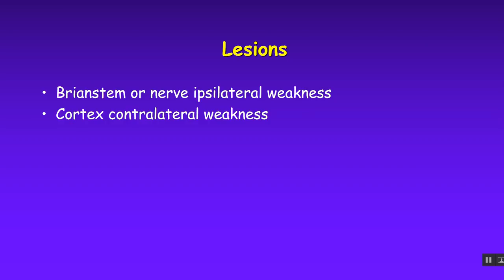If it's a lower motor neuron lesion, the nucleus or the nerve, the tongue is going to deviate to the same side as the lesion. So if the lesion is on the right, in the right hypoglossal nucleus or nerve, the tongue will deviate ipsilaterally to the lesion. If the lesion is up in the cerebral cortex and involves the upper motor neuron that goes from the cerebral cortex down to the nucleus, then the tongue will deviate to the opposite side of the lesion. So it deviates contralateral to an upper motor neuron lesion and ipsilaterally to a lower motor neuron lesion.